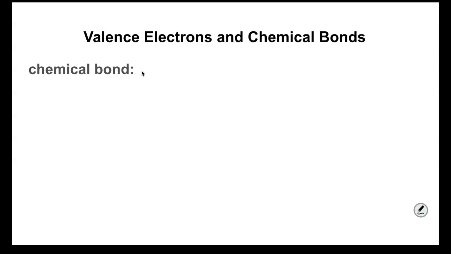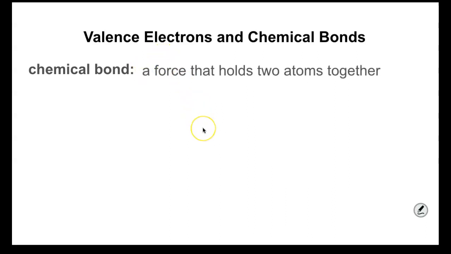Okay, my next term is a chemical bond. So a chemical bond is a force that holds 2 atoms together. So you guys, when a compound forms, you have 2 atoms that are stuck together, and what's holding them together is this force that we're going to call a chemical bond.